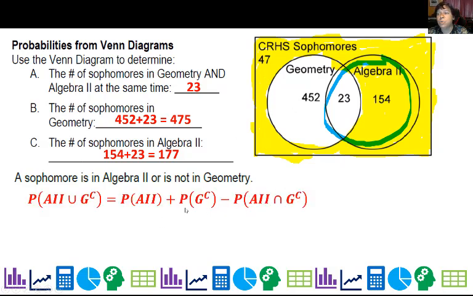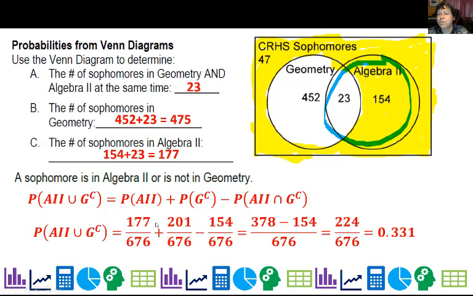Or you could just use the rule, say, hey, I'm just going to add the probability. It's too hard to think. Add the probability that they're in algebra 2 plus the probability they're in geometry minus the probability they're in both at the same time. So that one works too. So you could do it a couple ways. You could add these three numbers right here, or you could use the rule. So here's the probability of algebra 2, which is 177. The not geometry is basically that 676 minus that 475, which is 201. And then subtract the people who are not in geometry in algebra 2 at the same time. So this is where probability can get a little tricky, is when you have some ors and some nots mixed together. So wanted to give you a full experience here.